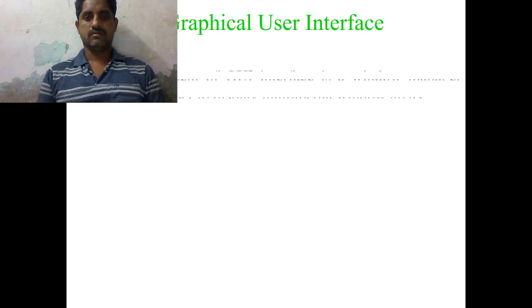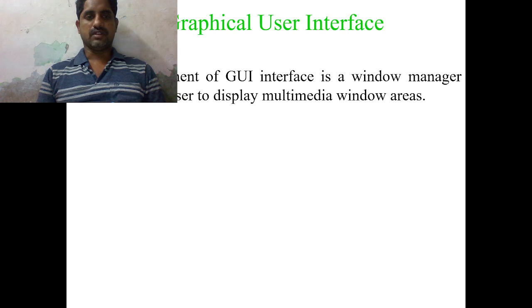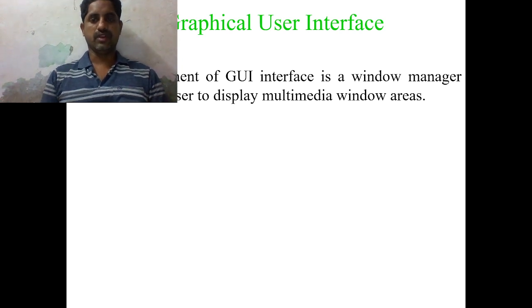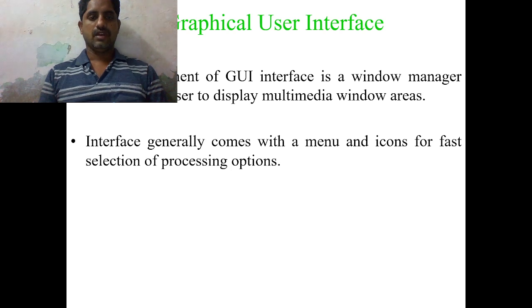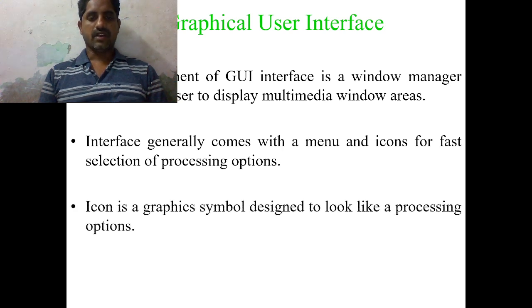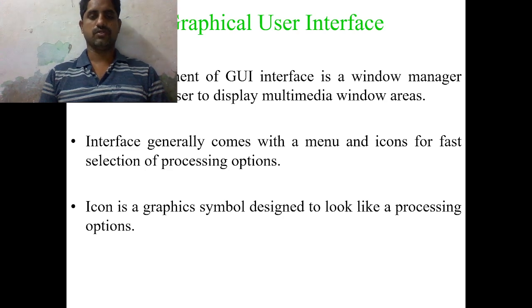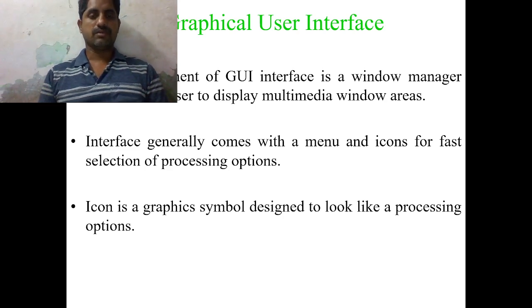Next, graphical user interface. A major component of a GUI is a window manager that allows a user to display a multimedia window area. So we are using the GUI, that is the window manager. The window manager allows all the applications of the multimedia areas. The interface generally comes with menus and icons for fast selection of processing options. An icon is a graphic symbol designed to look like the processing option. So for everything we have defined different types of graphical symbols.